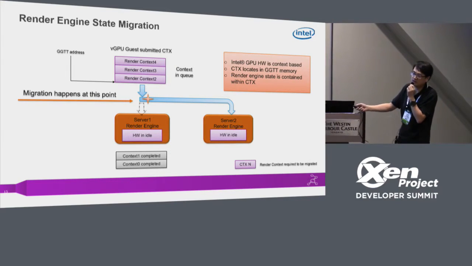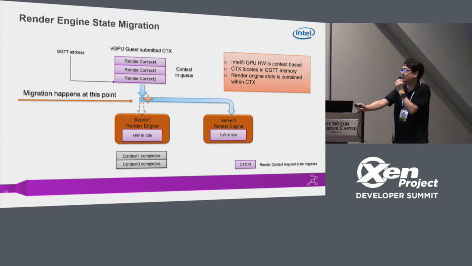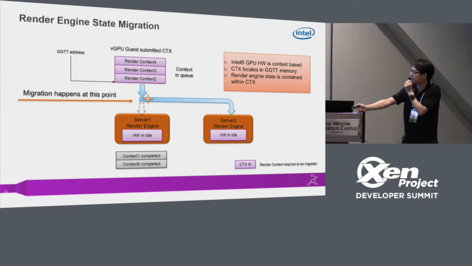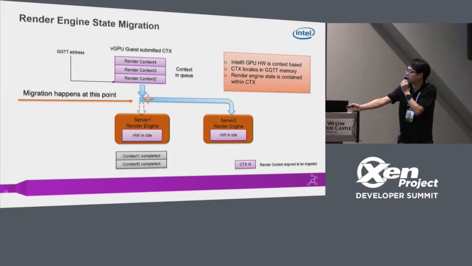So the migration of render engine status becomes very simple. We just choose a right point, for example here, we push the contents to the hardware engine, and let the hardware engine complete its current workload. It will save its context status into the complete context here. And then we will migrate all of these contexts, like this complete context, also the pending contents, to the target site, and push the contents to the target hardware.